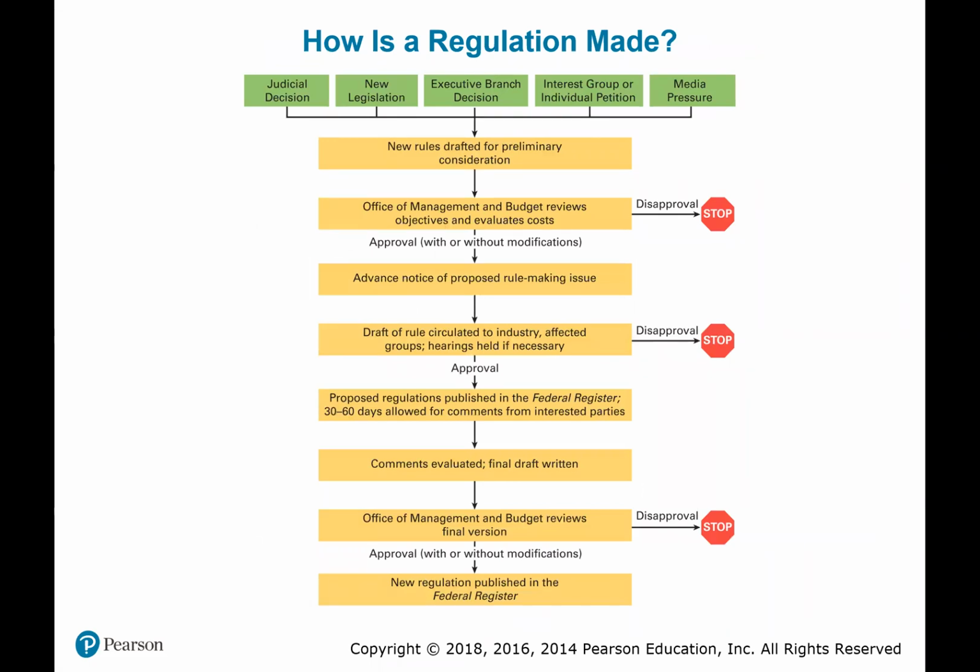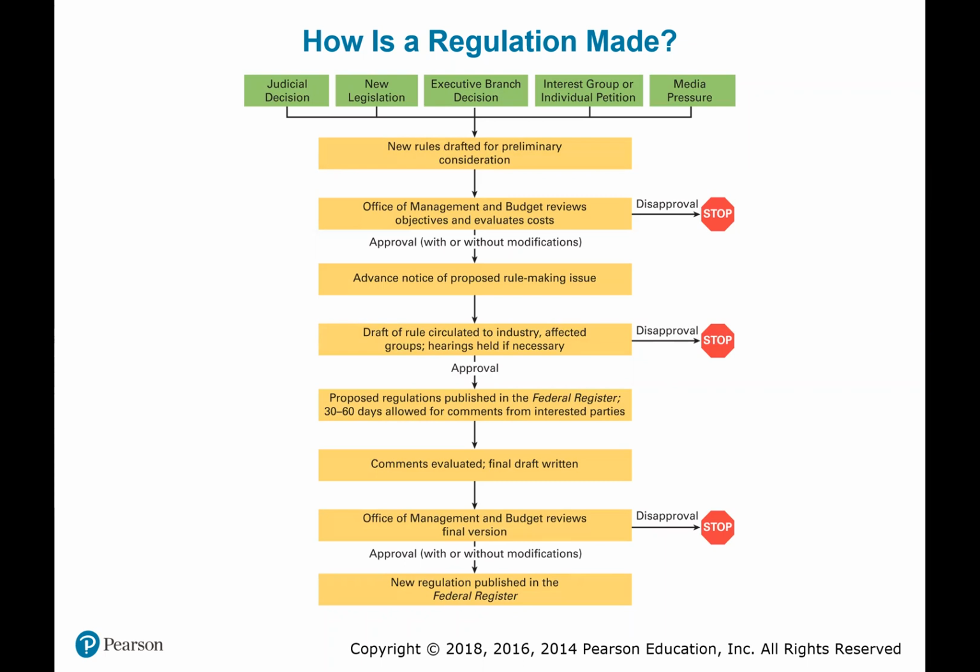So how is a regulation made? It's a complicated process, but the reason is to make sure that the stakeholders are getting involved in the process, and that the public is getting involved with the elected officials. So let's say you're an office within a department, and you create a new rule that you draft for preliminary consideration. That rule or new regulation or procedure goes to the Office of Management and Budget, which is within the Executive Office of the President, to review the objectives and evaluate costs. So they say yay or nay on it, or they say yes, but you need to change X, Y, and Z. So they do the forecasting, etc., and say go forward or make changes or don't.